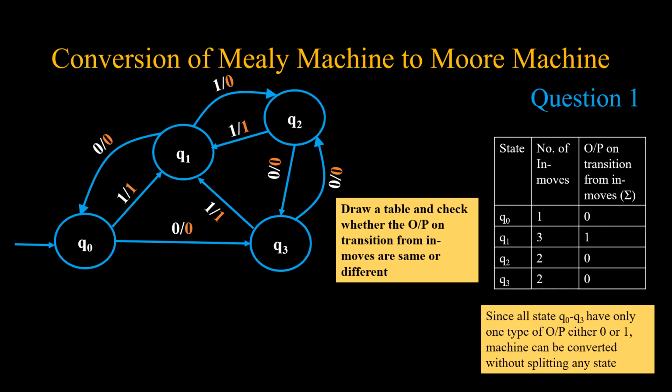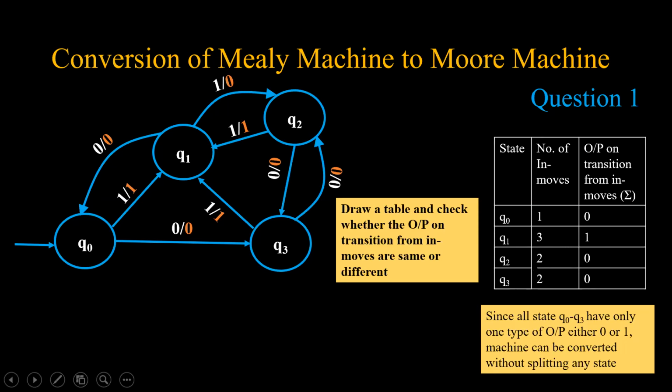The first step which we will follow is that we will draw a table and check how many in moves there are to every state and what is the output on transition from those in moves. Say for example, we are considering Q0. In Q0, we have one in move that is from Q1 on 0 and the output is 0. Likewise, on Q1, we have three in moves, one from Q0 on 1, one from Q2 on 1, one from Q3 on 1. Three in moves all on 1.